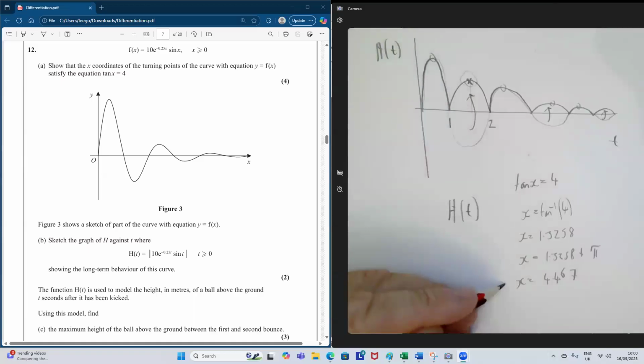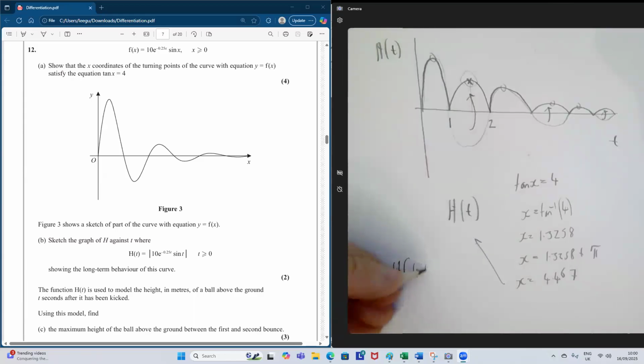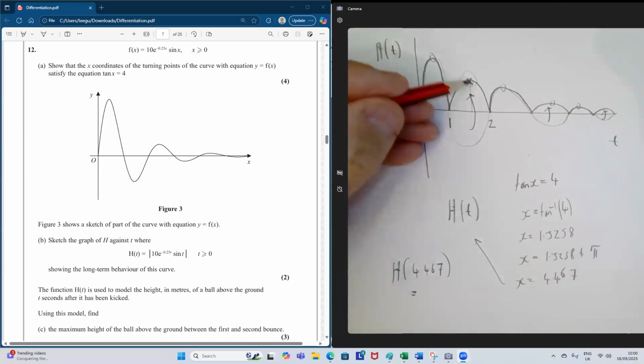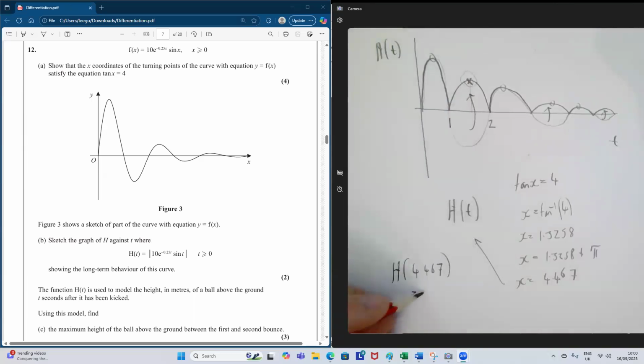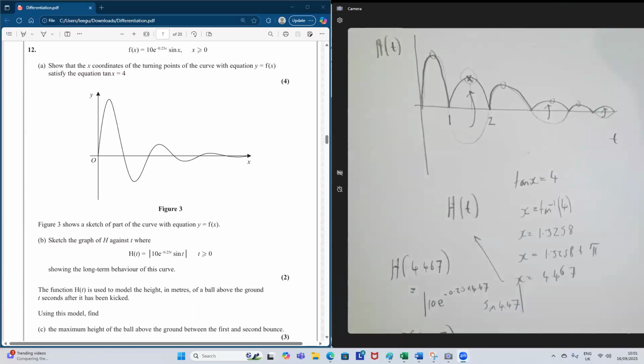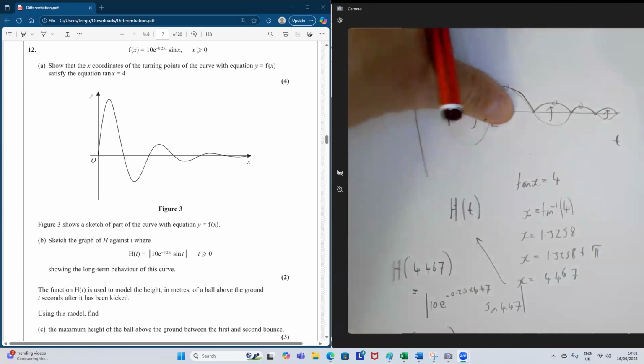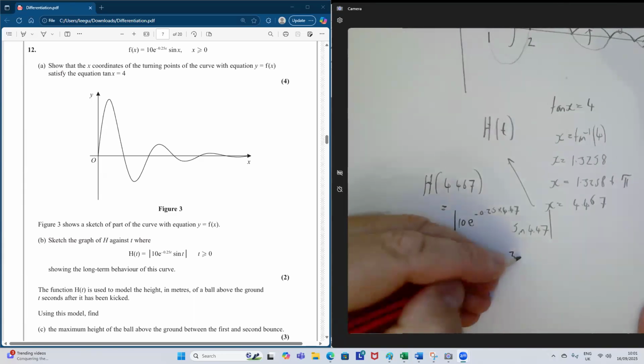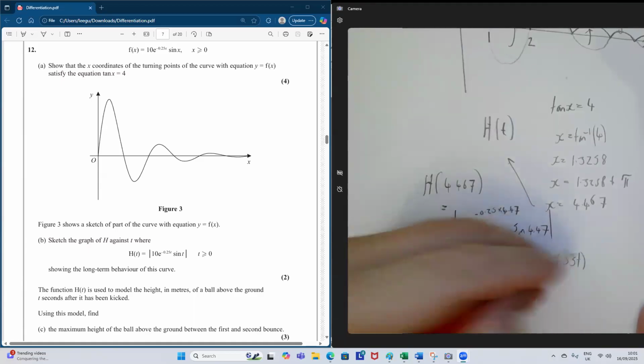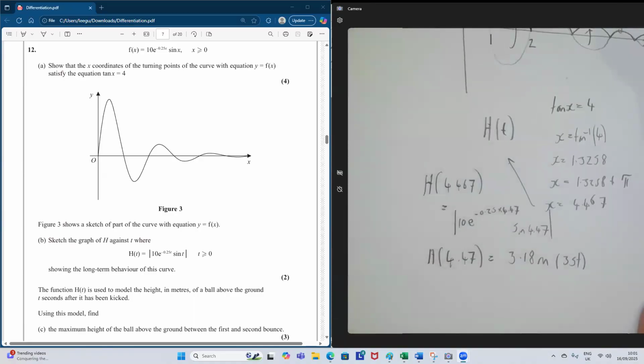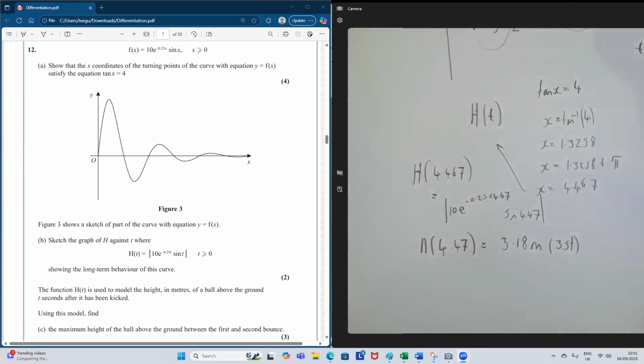So what this means for us is we need to work out h of 4.467, and that's going to give us the value of the maximum height. Let's sub that into the equation. That's going to give us the modulus of 10 times e to the minus 0.25 times 4.47, if I round it, times sine of 4.47 as well. When we evaluate that in the calculator, that gives us a value of 3.18 meters to 3 significant figures. So that's our value there that we need for that one. Good, that's part C done.